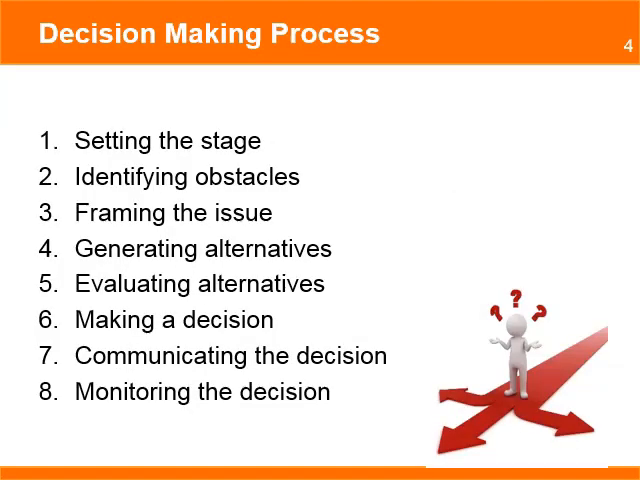When you're faced with making a difficult and critical decision, you can use a decision-making process that consists of 9 steps. That will help you manage and get the best decision. The steps are setting the stage, identifying obstacles, framing the issue, generating alternatives, evaluating alternatives, making a decision, communicating the decision, implementing the decision, and monitoring the decision.